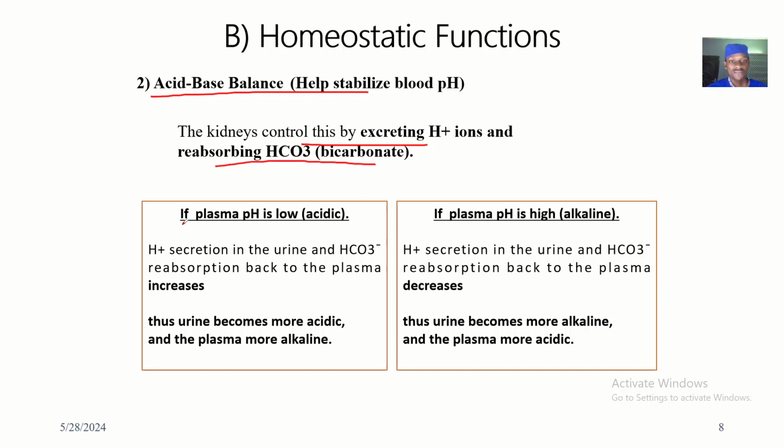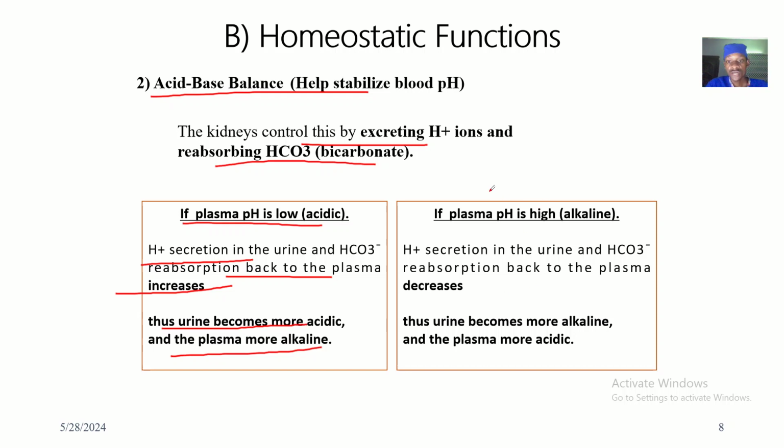Now if plasma pH is low, that's acidic. In an acidic condition, hydrogen secretion in the urine and bicarbonate reabsorption back to the plasma will increase, because the base is being reabsorbed to settle it. Thus the urine will become more acidic and the plasma more alkaline. Because it is acidic, more acid is being filtered out.